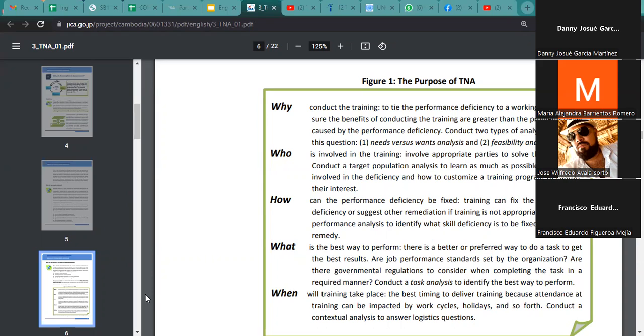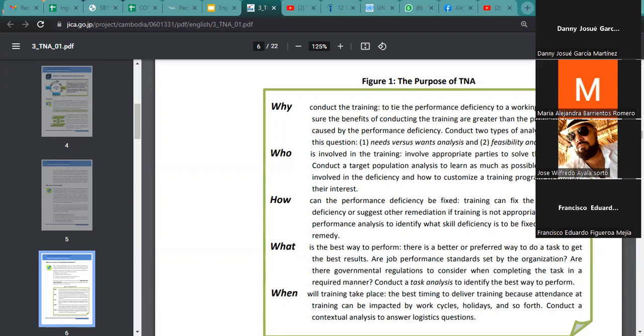Good. What did you get from that one? This is about who are the target of the training? Who are the target of the training based on, I think, a gap analysis. Very good, actually, that's it, yeah. So who needs to be involved in the training? So we need to involve the appropriate parties, not everybody, or if everybody needs to be there, of course, but we need to analyze who is going to be there, okay? So that is very important, definitely.